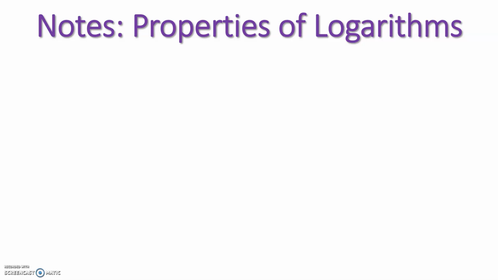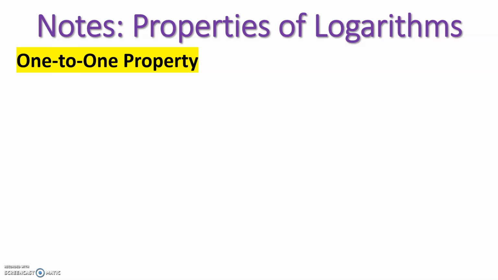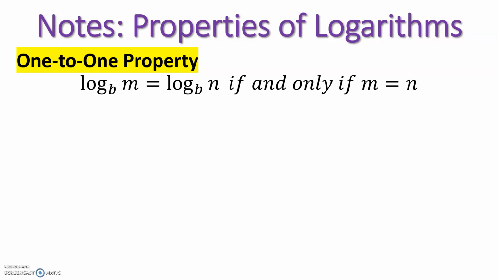The focus of this lesson is properties of logarithms. We're going to begin with what's called the one-to-one property. This property tells us that if we have log base b of m is equal to log base b of n, this will be true if and only if m and n are in fact equal.